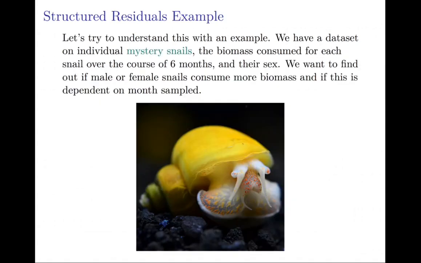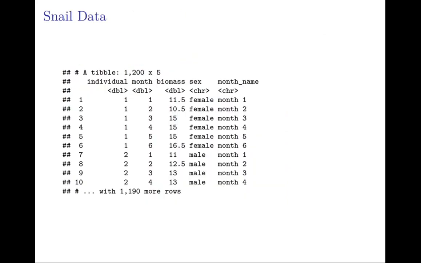So let's look at an example in a data set on individual mystery snails. So it's going to look very similar to that matrix I just showed, where we're looking at the biomass consumed for each snail over the course of 6 months and their sex. So each individual is consuming biomass once a month for 6 months. And we want to find out if male or female snails consume more biomass and if this is dependent on the month sampled. So this is what the data look like.